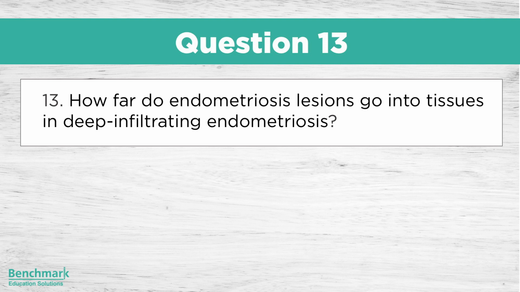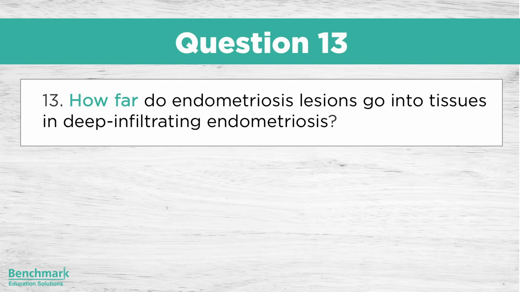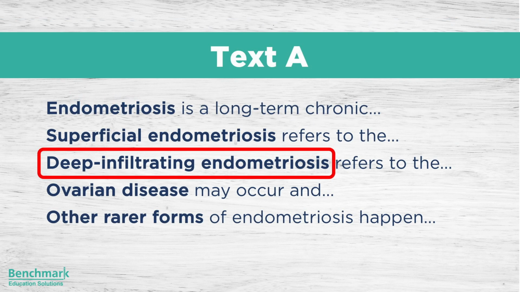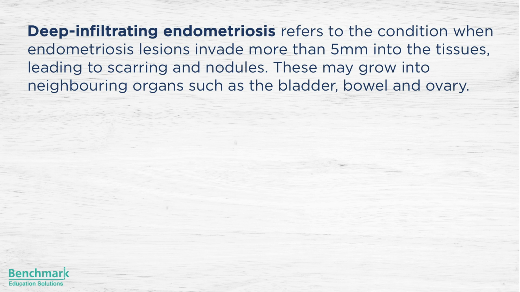Be sure you understand what you're being asked. The question wants to know how far. What could a possible answer be? There's only one place in the paper which mentions deep infiltrating endometriosis, which is a type of endometriosis, and that is in text A. Be very careful with your answer. Don't just see the figure 5 millimeters and immediately write it down. Remember, you need to read the parts before and after a possible answer. If you read carefully, you will see that the answer is not just 5 millimeters, but more than 5 millimeters.